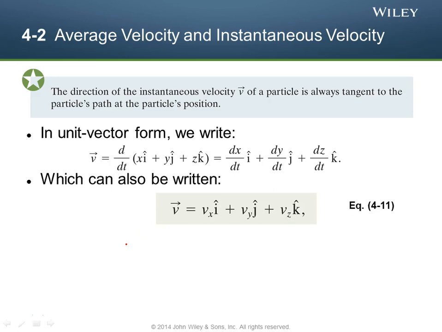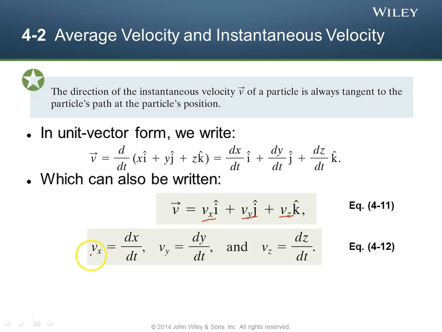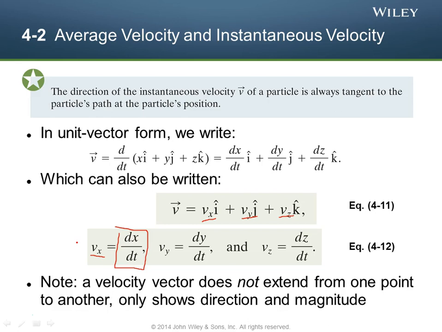Just like the position vector, we can write the velocity vector in its vector notation where it has an x component, y component, and z component with their respective unit vectors. And that's where each of those are defined as the derivative of the respective position function. So Vx is defined as dx/dt, and Vy is defined as dy/dt, and so on. One note here is that a velocity vector does not extend from one point to another. It only shows direction and magnitude. Position vectors and especially displacement vectors actually do extend from a starting point to an ending point, but velocity vectors don't. They're just showing a direction and magnitude.